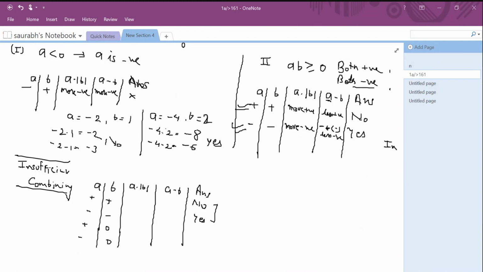So clearly, you see, we are getting contradictory answers even when both the statements are taken together. So what would be the answer? Which option? Insufficient all across. So it is E. When both of the statements, even when taken together, are not sufficient, the answer would be E.